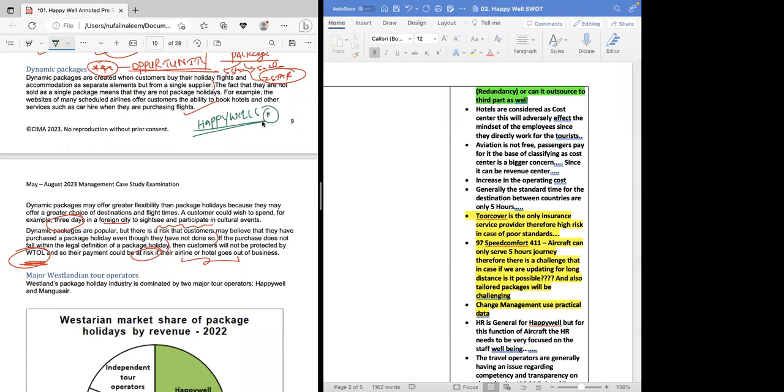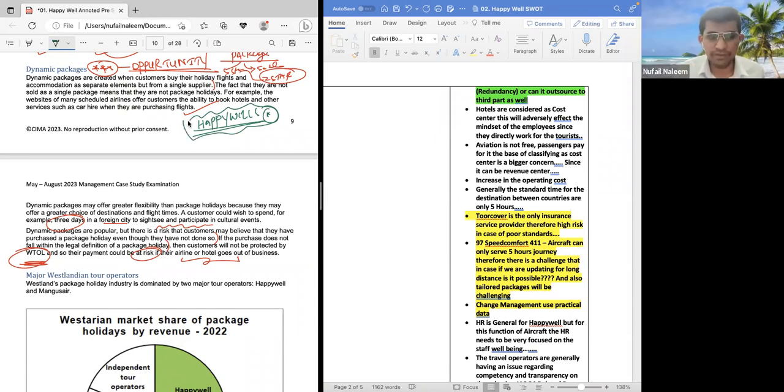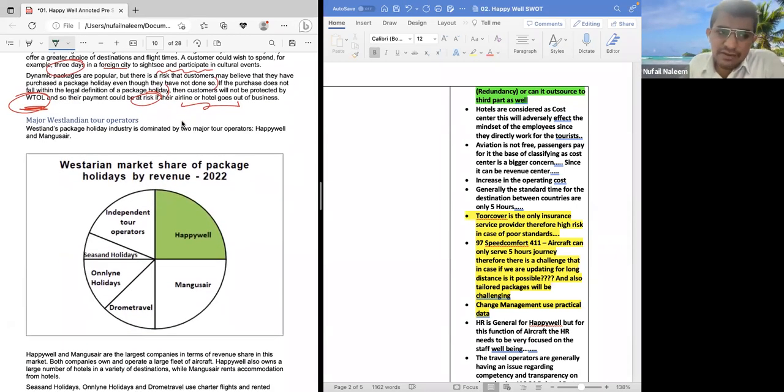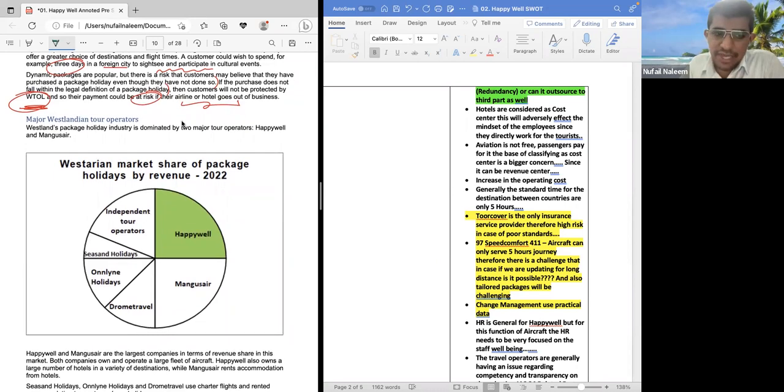Considering possibilities there. So students, dynamic is another good point of view. But the thing is, it's not covered by the W-toll. So one thing we can get the advantage by ensuring that we are doing very well. Major Westlandian tour operators. The Westland package holiday industry is dominated by 2 major tour operators, Happywell and MCS.